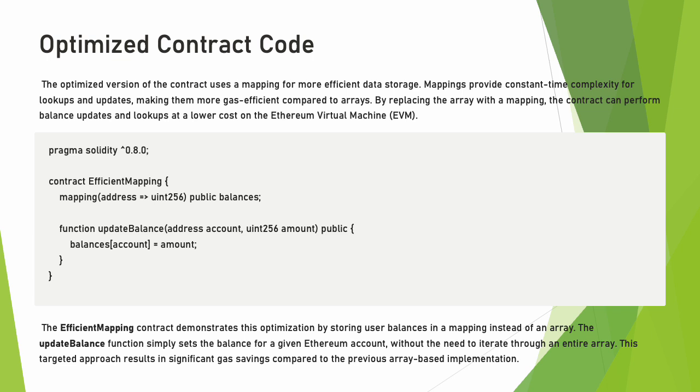The update balance function takes two inputs, that is, the address of the account and the amount to set for that specified address, and it simply sets the balance for a given Ethereum account without the need to iterate through an entire array. This targeted approach results in significant gas savings compared to the previous array-based implementation.